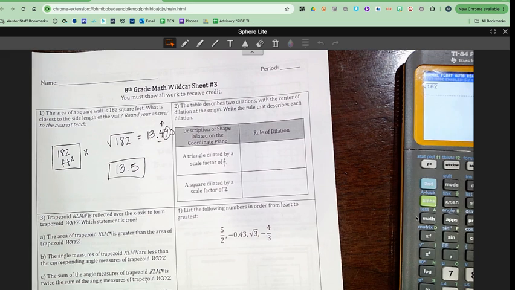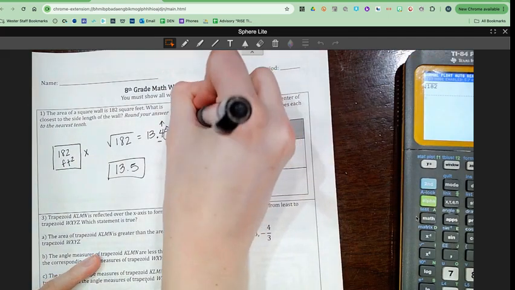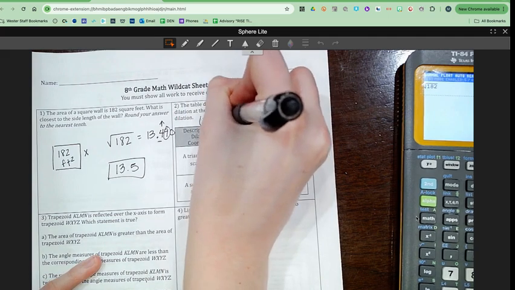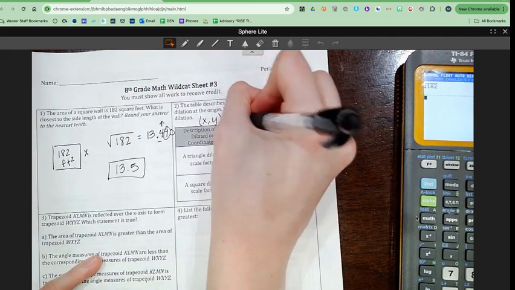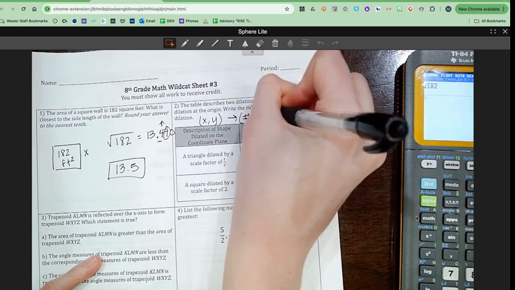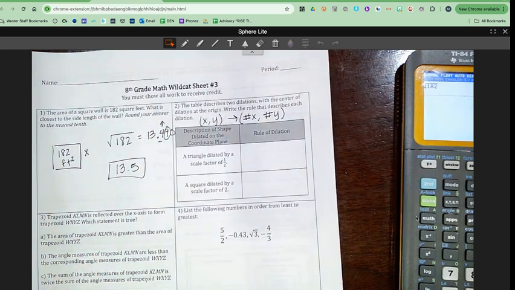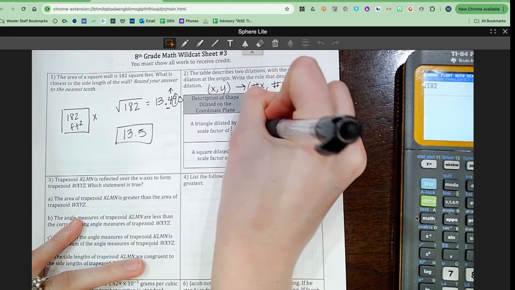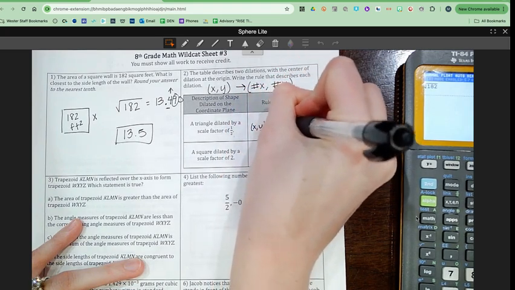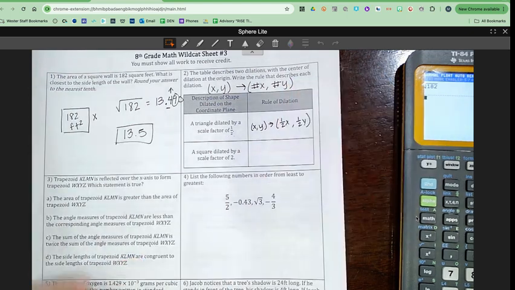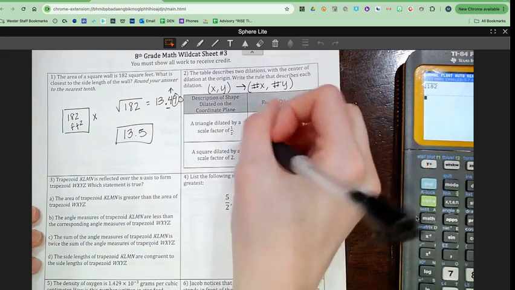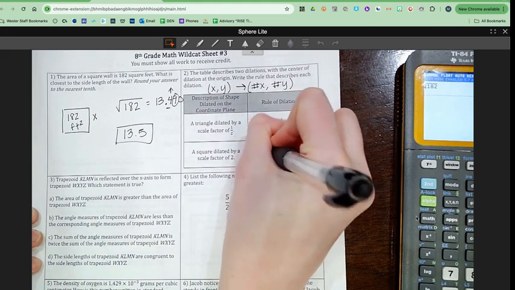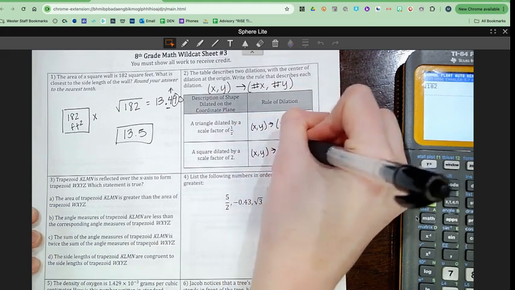Number 2, the table describes two dilations with the center of the dilation at the origin. Write a rule that describes the dilations. Okay, dilate means to multiply. So when we write our rules, we always start with x, y. And then for dilations, we're multiplying. So some number times x, some number times y. And that number is just going to be your scale factor. So here we have a scale factor of 1/2. So our rule starts out x, y becomes 1/2 x, 1/2 y. This question required no actual math, just your understanding that dilate means to multiply. This one, we have a square dilated by a scale factor of 2. So we have x, y becomes 2x, 2y.